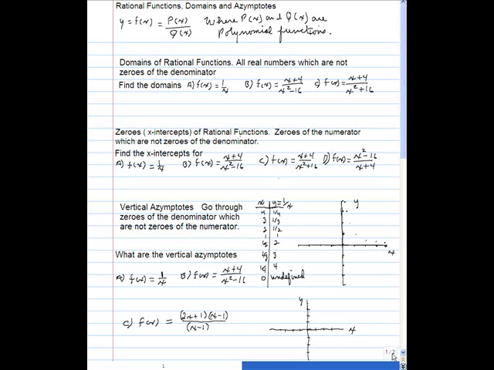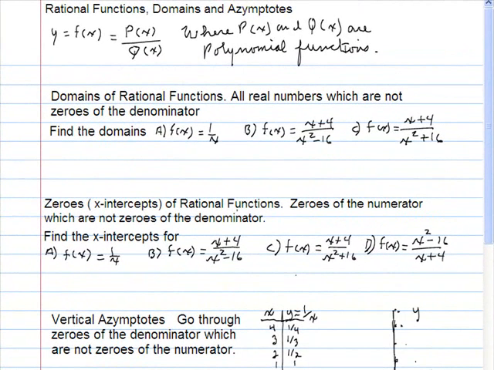This next podcast is called Rational Functions, Domains, and Asymptotes. Let's begin with the definition of a rational function. A rational function y equals f of x is a function whose form is p of x over q of x, where both p of x and q of x are polynomial functions. So it's got to be a polynomial over a polynomial.